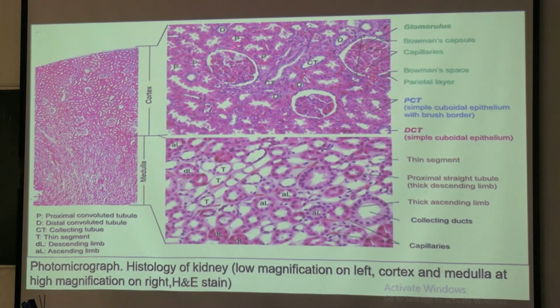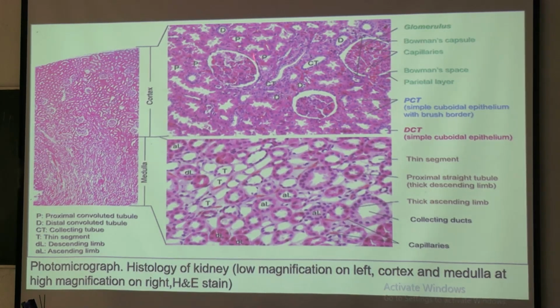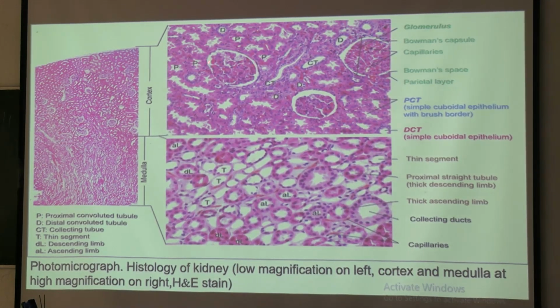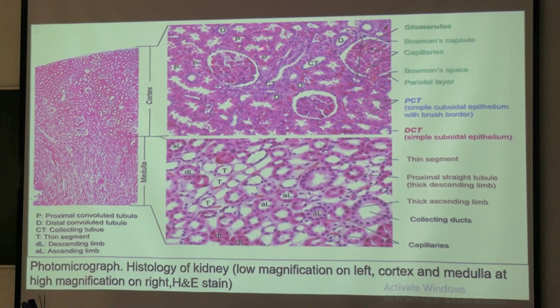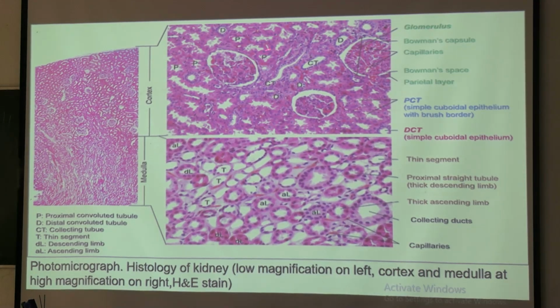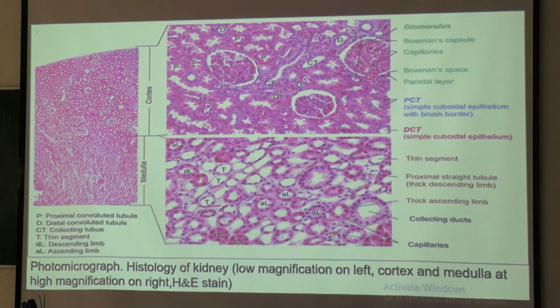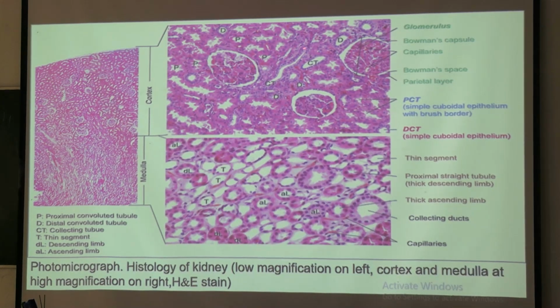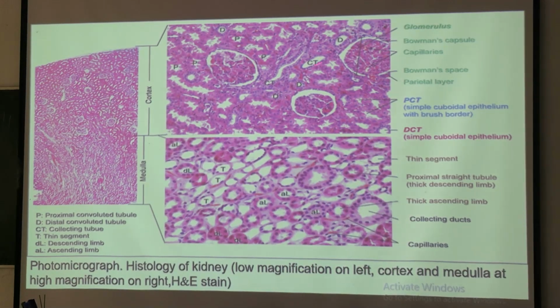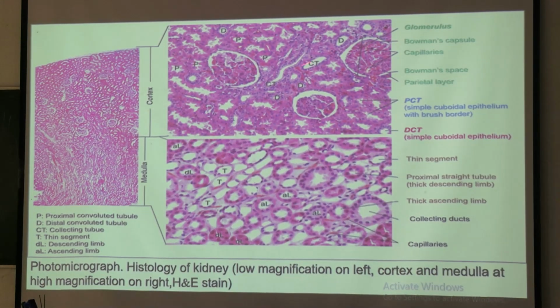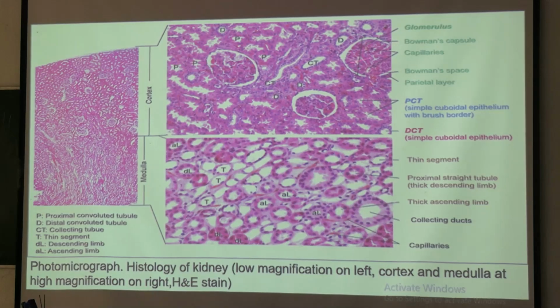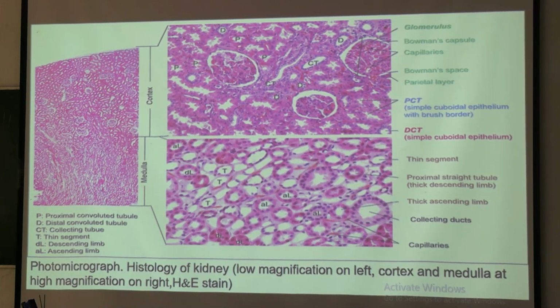So here is an enlarged view of the cortex, glomerulus, and Bowman's space. This is a section of proximal convoluted tubule. It is stained deep pink, and the lumen is narrow. And this is distal convoluted tubule, the lumen is larger. And here some collecting tubule has been shown. This section is elongated. Collecting tubule means the sections will be elongated.